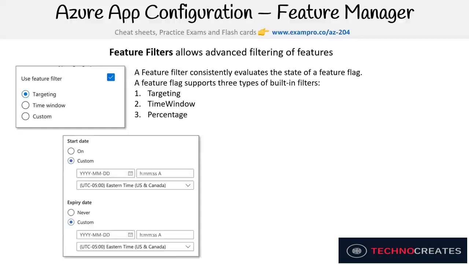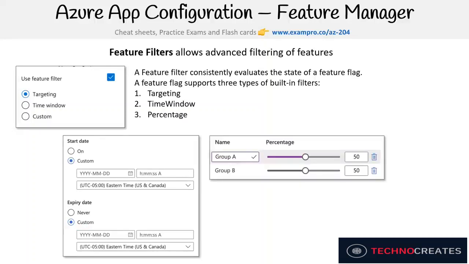So if we were looking at a time window, I think this is really cool, you could say, okay, this feature starts on this date and time and ends on that time. So if you just want to run a feature for 10 days, you could do that. Then there's a percentage option. The idea is that you define 2 different groups. Group A gets 50% of this feature, and group B gets 50% of this feature. So it changes the amount the feature is available per group, like how many in that group will get it.